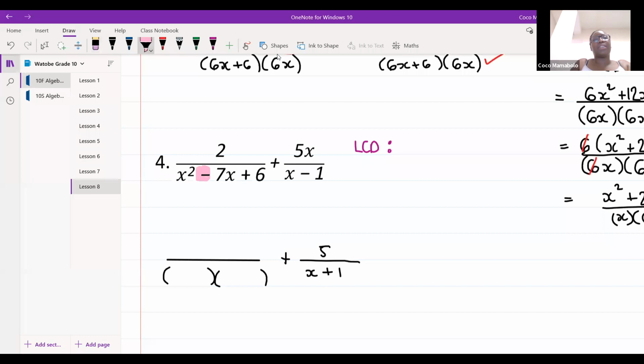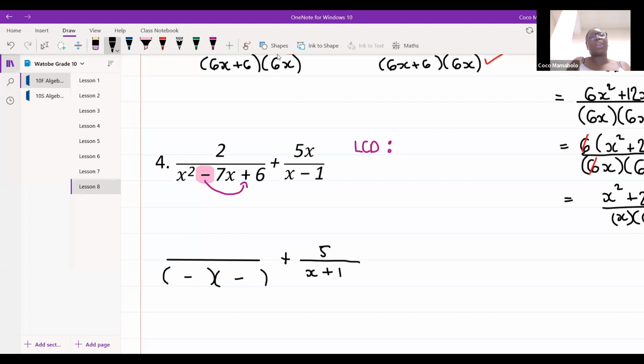I have a negative over here. What do I need to multiply this negative with to get a positive? A negative times what will give me a positive? Funzo, you are 100% correct. A negative and a negative. And that tells me that both my signs will be negative.